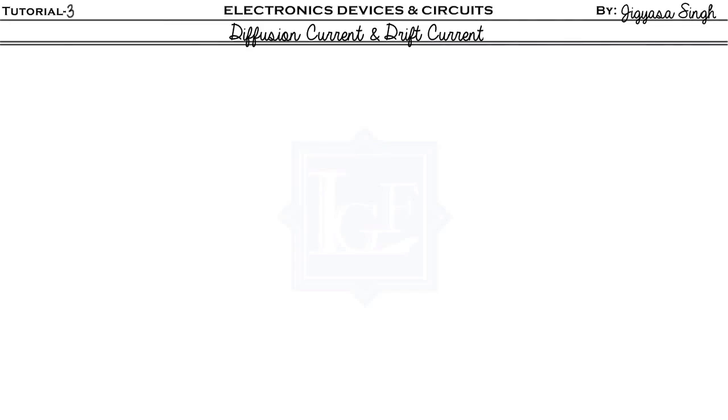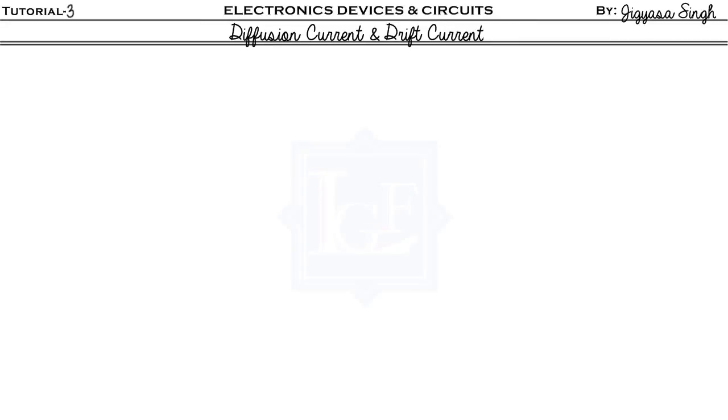Welcome to lecture number 3 of electronic devices and circuits. Today we'll be studying diffusion current, drift current, Fermi level, and Fermi energy, then we'll do some questions. So let's get started. Let's start with diffusion current.